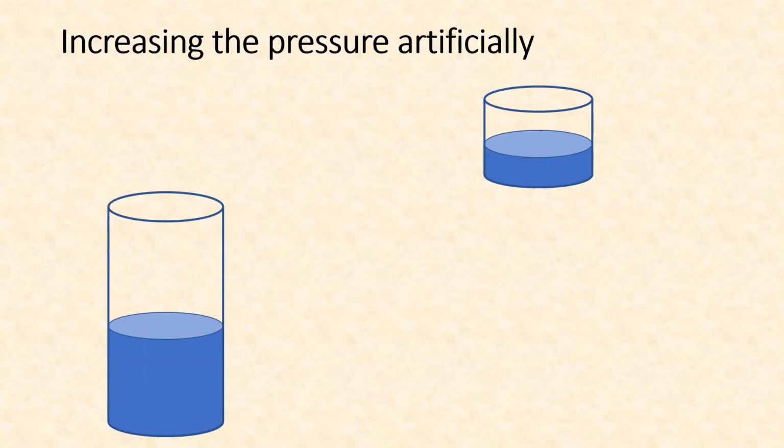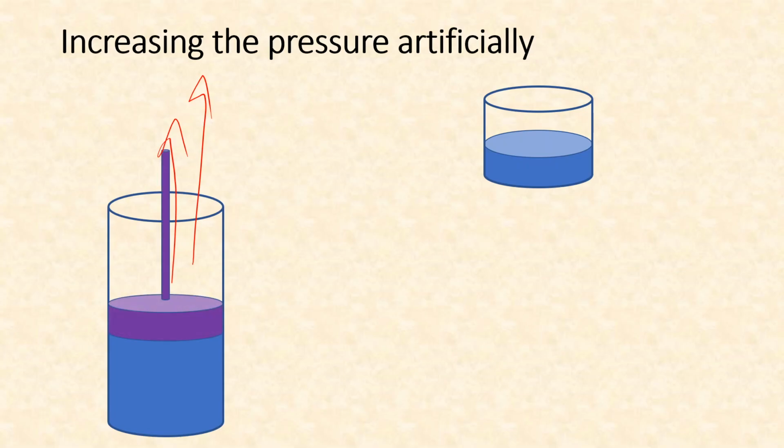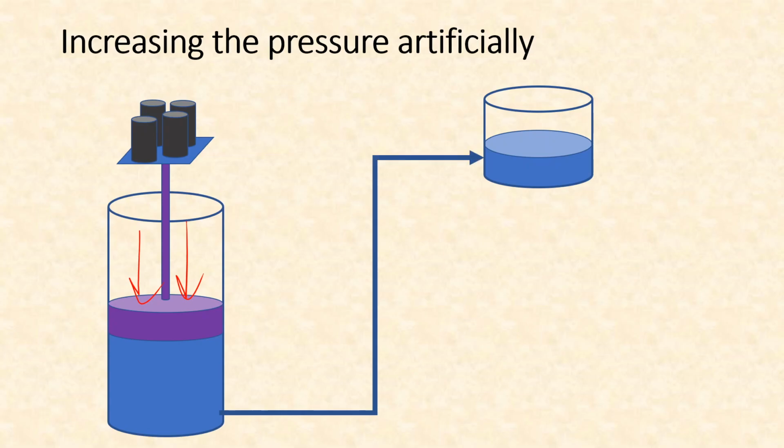Sometimes we need to increase the pressure artificially because we cannot keep adding water indefinitely in this tank, because the tank will have some limitations. So what we can do is increase the pressure artificially. For example, in a hypothetical case, if we add a piston like this, and on top of that we put some kind of load, this load puts additional pressure, and because of this additional pressure water is flowing into this tank.